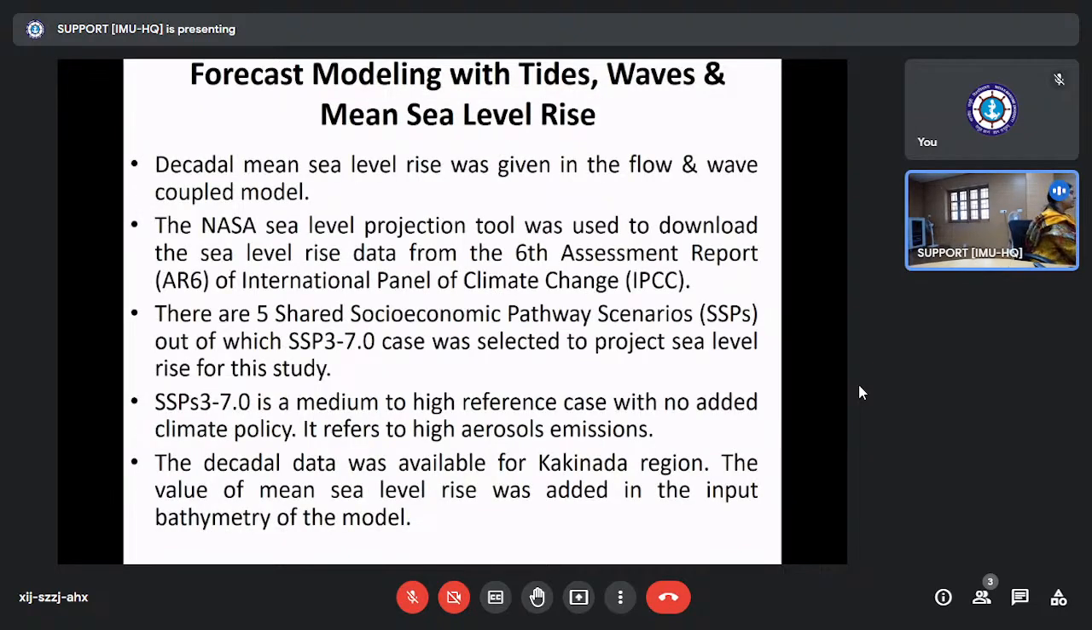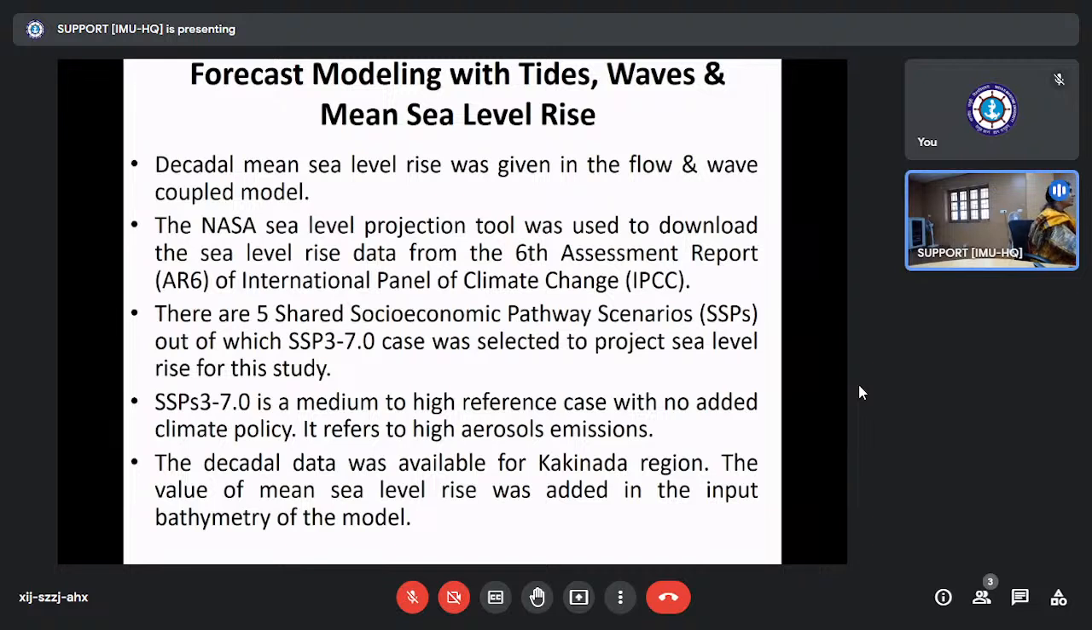Now, the third variant was simulated for the next 100 years. In this forecast modeling, tides, waves, and mean sea level rise were taken into consideration. Seeing the future, like sea level changes, change in climate data, how much sea level rise will affect the morphological changes in the bay.